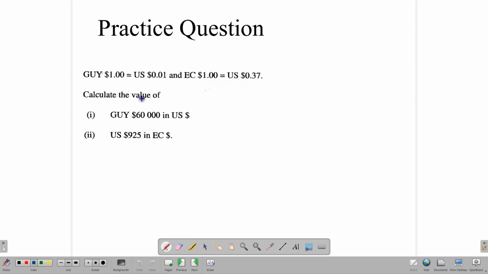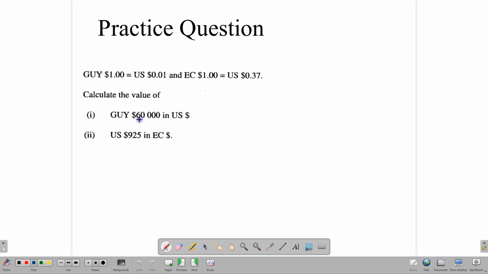We are asked to calculate two things. We want to change 60,000 Guyanese dollars to US dollars. And notice we have a rate: for each $1 that you change in Guyanese dollars, you get 1 cent US. So the thing to remember here is that for currency exchange, you will either be multiplying or dividing. There's no addition or subtraction anywhere in this topic. So either you will be multiplying or you will be dividing.